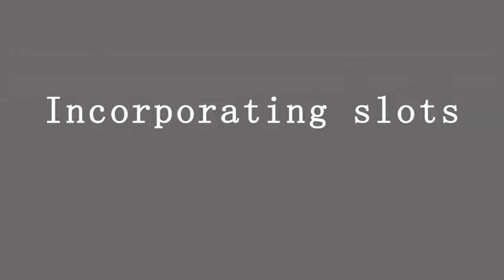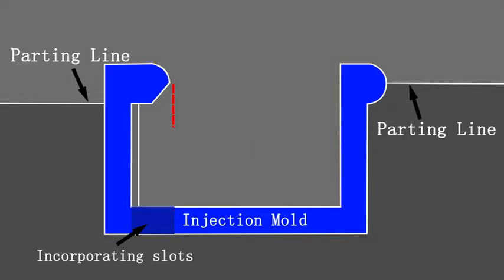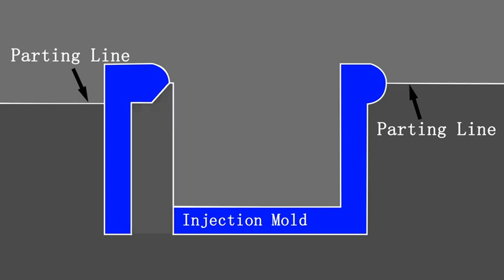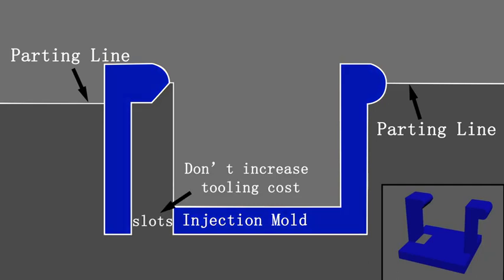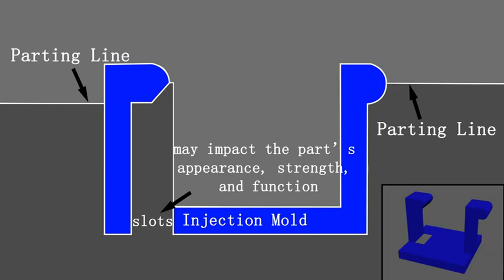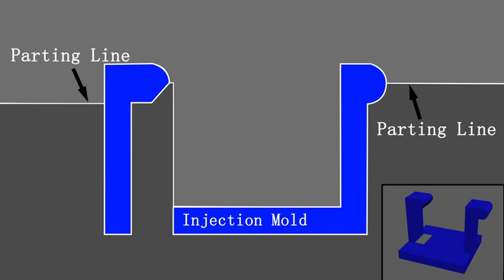Creating a groove at the bottom of the undercut and removing the obstructing plastic can also solve the undercut problem. This method also hardly increases the mold production cost, but the groove may impact the part's appearance, strength, and sometimes its functionality. It is not suitable for all situations.